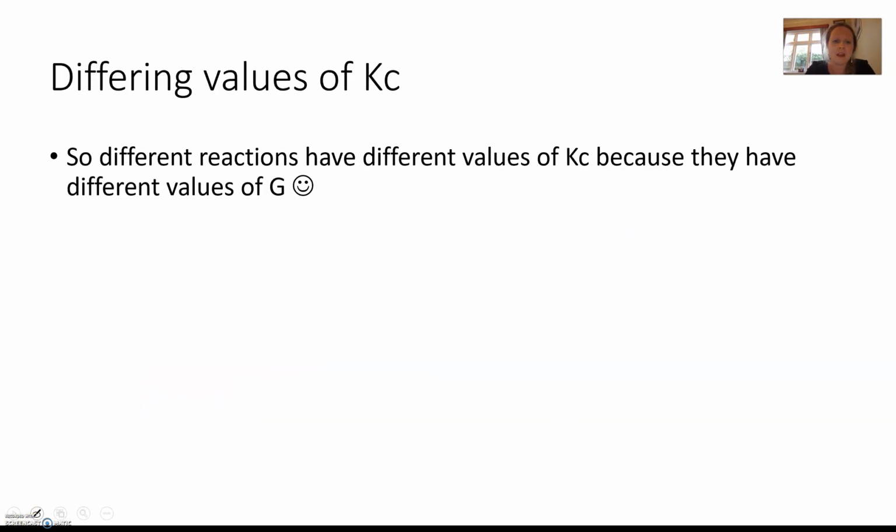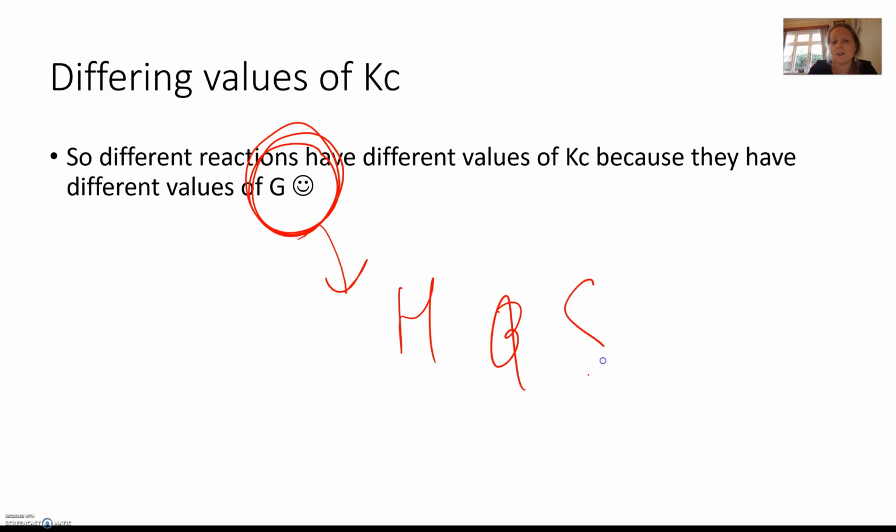nothing about that. Just really quickly before we move on, different reactions have different values of Kc, and that's because they all have different values of G. And why do they have different values of G? Because they've got different enthalpies and different entropies, which is pretty cool.